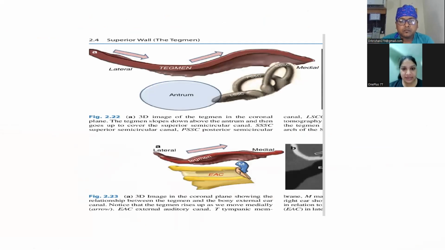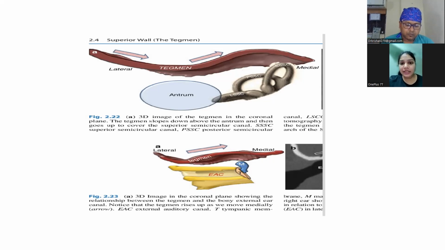See, in this diagram, how beautiful a diagram this is. Here we can appreciate how the external auditory canal is differentiated. It is separated from the brain by the thin bony plate, that is tegmen, and this thin bony plate tegmen shows an elevation, and this elevation is formed by the superior semicircular canal. You can see it in the first diagram, that is 2.22. The image of the tegmen in the coronal plane: the tegmen slopes down above the antrum and then goes to cover the superior semicircular canal.